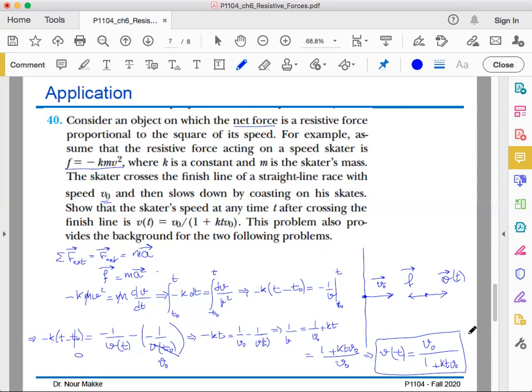And as you can see here, we have taken a resistive force. They didn't call it R, they call it F, but still it's a resistive force, and this negative sign shows that it's a resistive force, and it's proportional to the square of the speed. So that's it for this part.